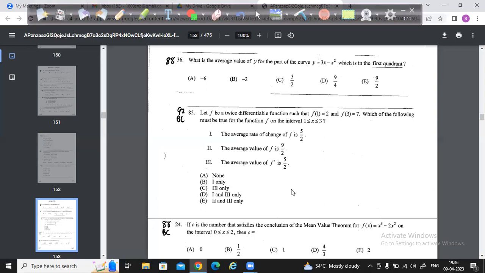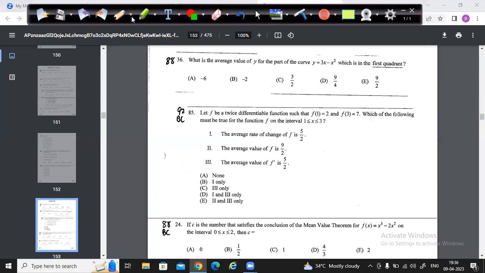Now average value of f. The average value of f is 1 upon 3 minus 1, integral of 1 to 3 f of x dx, but I don't know my function f of x. It is not a linear function. Some people in a hurry will take it as a linear function.